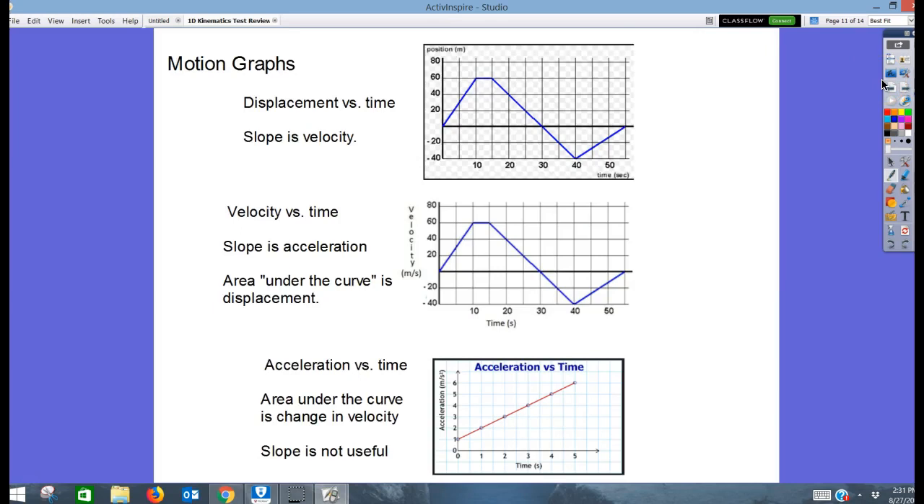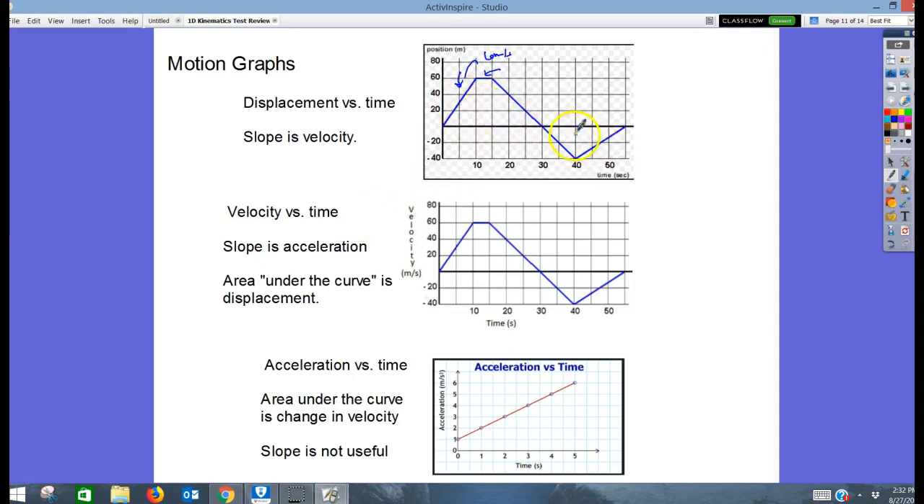Okay, quickly let's go over the stuff that you need to know about motion graphs. On a displacement versus time graph, a position versus time graph, the slope is velocity. So if I wanted to know how fast it's going in this section, I would find the slope of that line. It's change in y, which would be 60, over change in x, which would be 10. 60 over 10, the velocity here would be a positive 6 meters per second. If it's flat, the position is remaining constant, and so there is no velocity. If the slope is negative, then the velocity is negative.